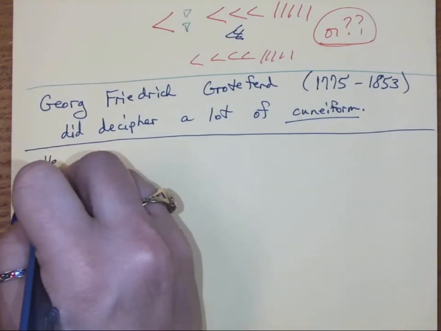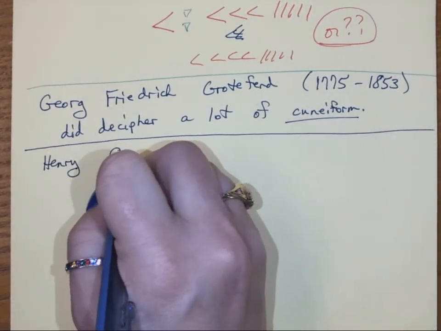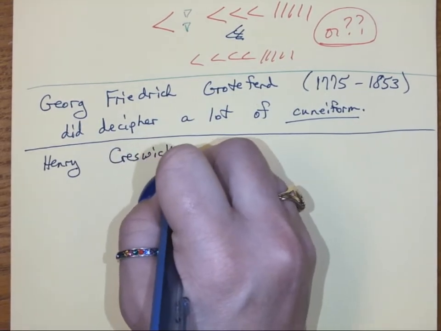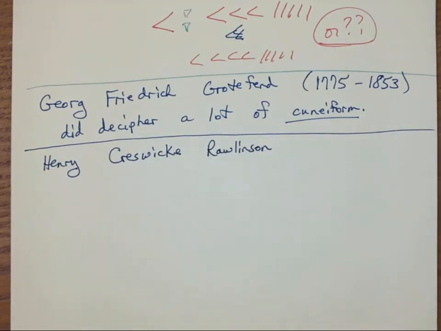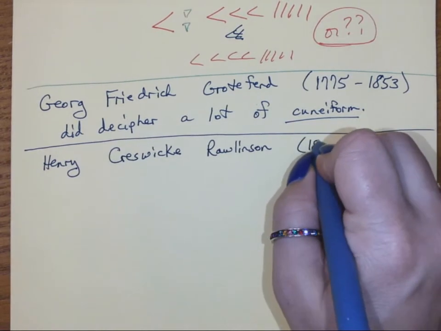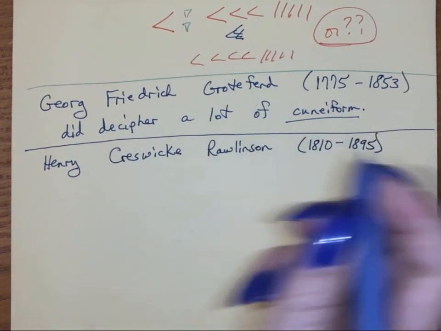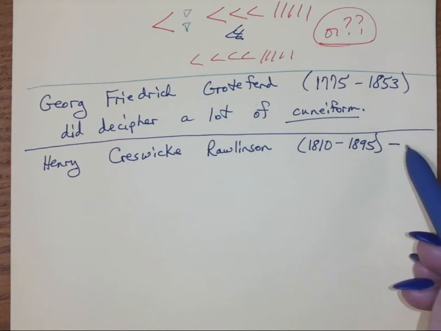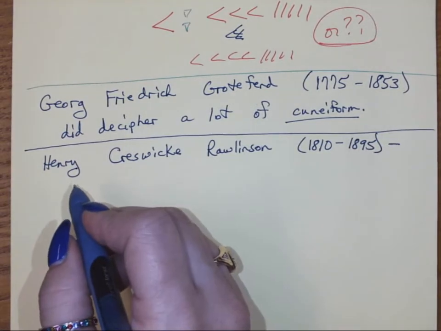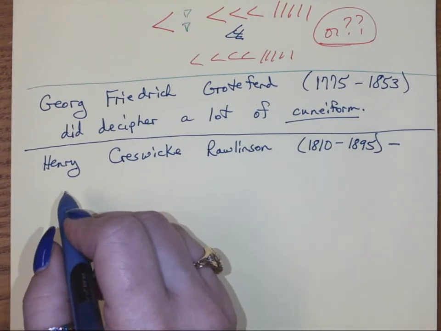The other guy is Henry Creswicke Rawlinson. And there are some pictures of some of these guys in the PowerPoint that you'll see. His dates are 1810 to 1895. He was an officer in the Indian Army, and what he did was, there still are cuneiform stuff and Egyptian stuff and different things on a wall. It's actually a pretty famous wall in the Middle East. And he took some rubbings of them, and he did translations.